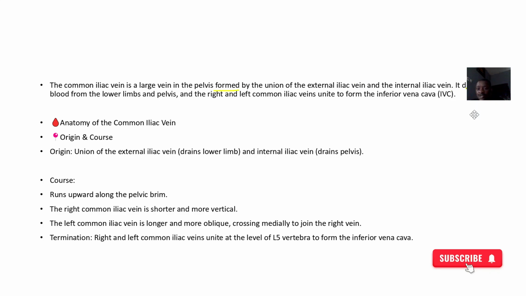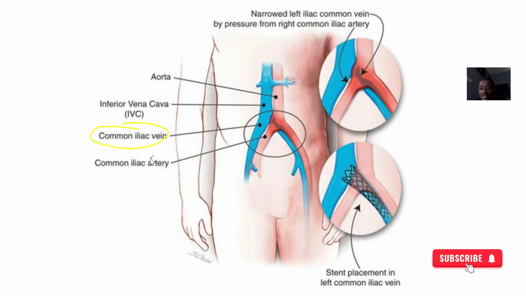So it's formed by the union of what? The external iliac vein and the internal iliac vein. So it drains blood from the lower limbs and the pelvis. Okay, so what's the anatomy of the common iliac vein? It forms as a union of the external iliac vein and the internal iliac vein.